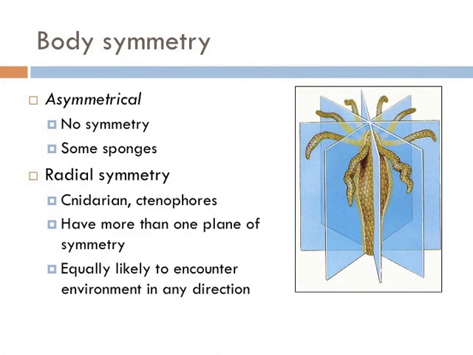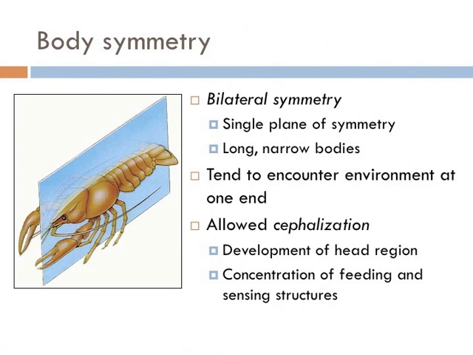The advantage of being radially symmetrical versus asymmetrical is that you're equally likely to encounter food in any direction. However, nearly all the animals that we see on Animal Planet are bilaterally symmetrical. This means that these animals only have one line of symmetry. In other words, half of the body is a mirror image of the other, but only in one direction.